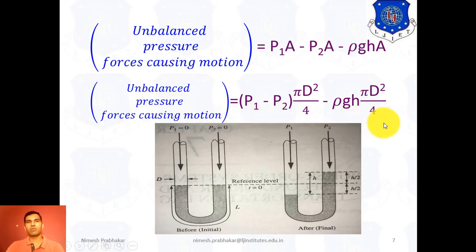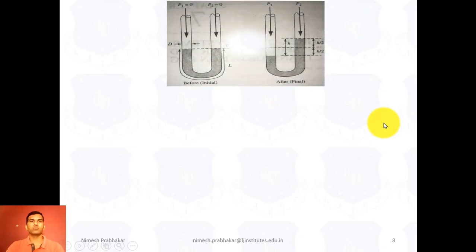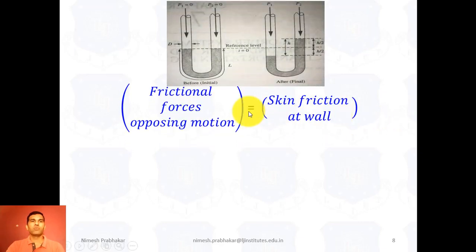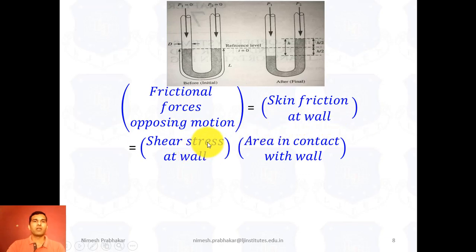And now next we find out the frictional force opposing motion. This frictional force is equal to the skin friction at the wall. This skin friction at the wall is nothing but the multiplication of shear stress at the wall into the area in contact with the wall. So the shear stress at the wall and the area in contact with the wall we can write in mathematical terms.